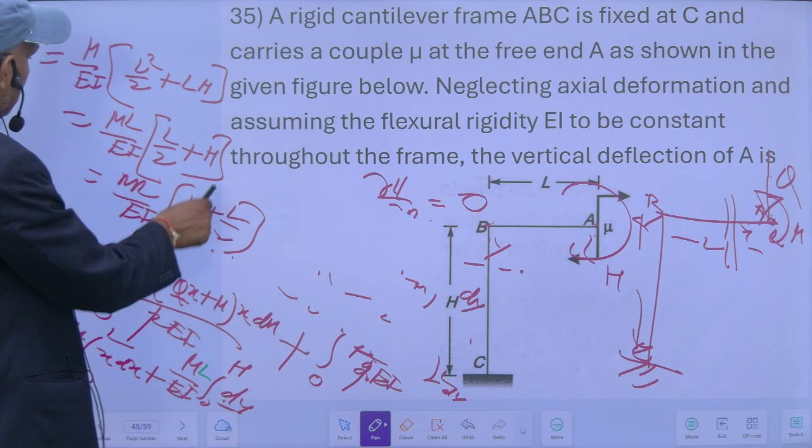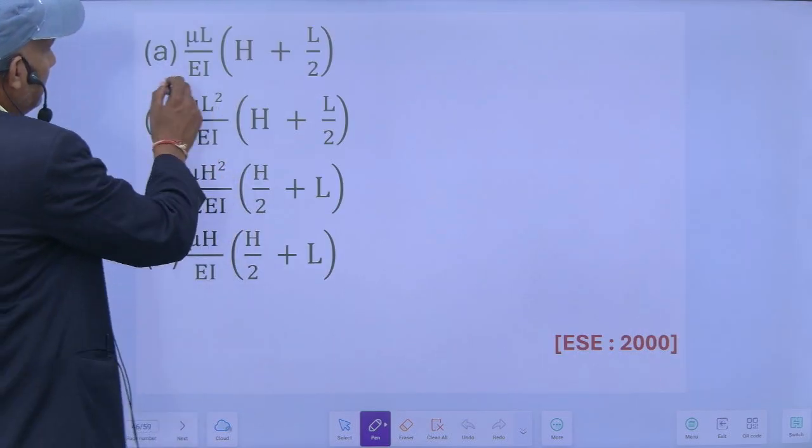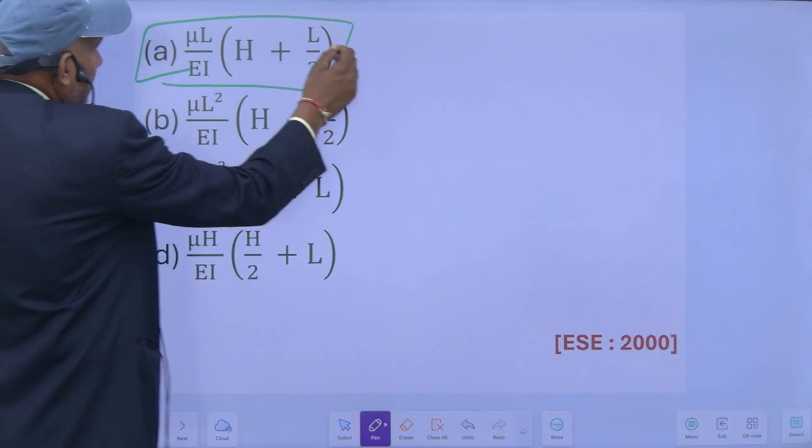So this is the same. It means this one is the right answer.